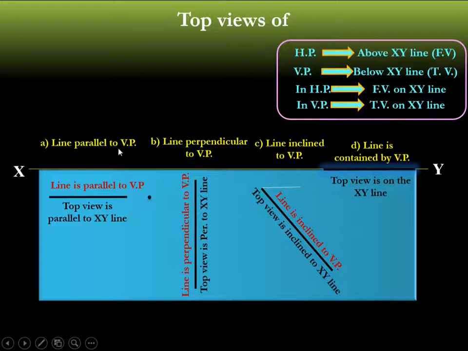From this diagram we can understand, whenever the straight line is parallel to vertical plane, its top view will be obtained below the XY line and it will also be parallel to XY line. Whenever the line is perpendicular to the vertical plane, its top view will be obtained below the XY line and it will also be perpendicular to the XY line. Whenever the straight line is inclined to the vertical plane, its top view will be obtained below the XY line and it will also be inclined to the XY line. Whenever the straight line is contained by vertical plane, its top view will be obtained on the XY line itself.